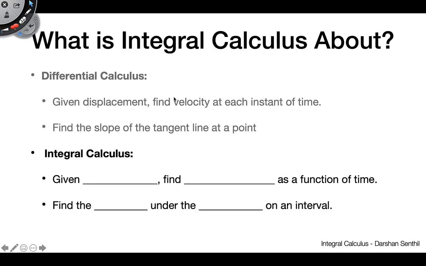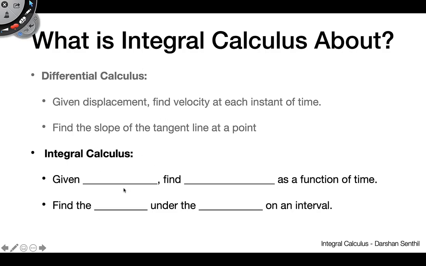So what is integral calculus about? Let's draw a parallel to differential calculus, which we talked about before. In differential calculus, given a displacement function, we can find the velocity at each instant of time. This is what the whole idea of an instantaneous rate of change is all about. Likewise, we could also find the slope of the tangent line at a point, because again, this is not something we could do with just the slope formula.